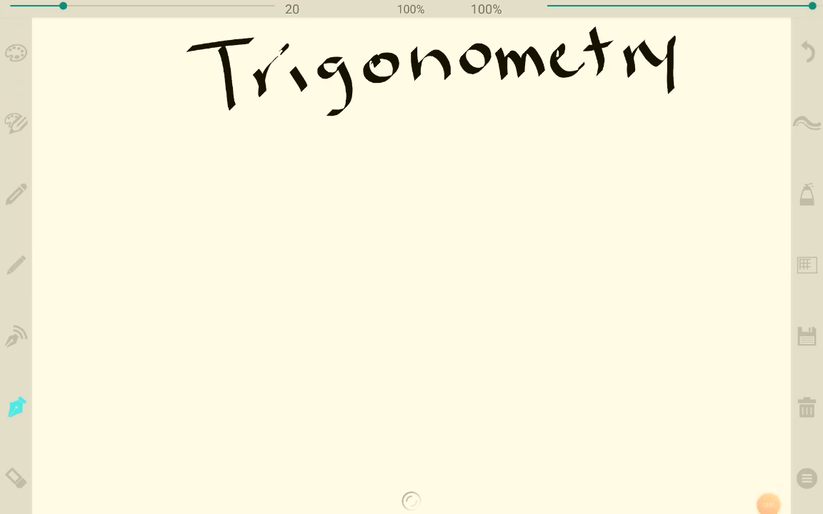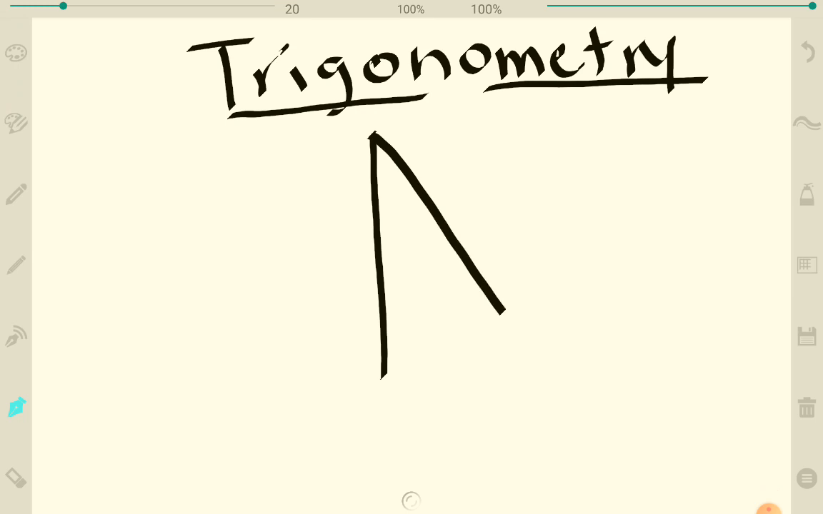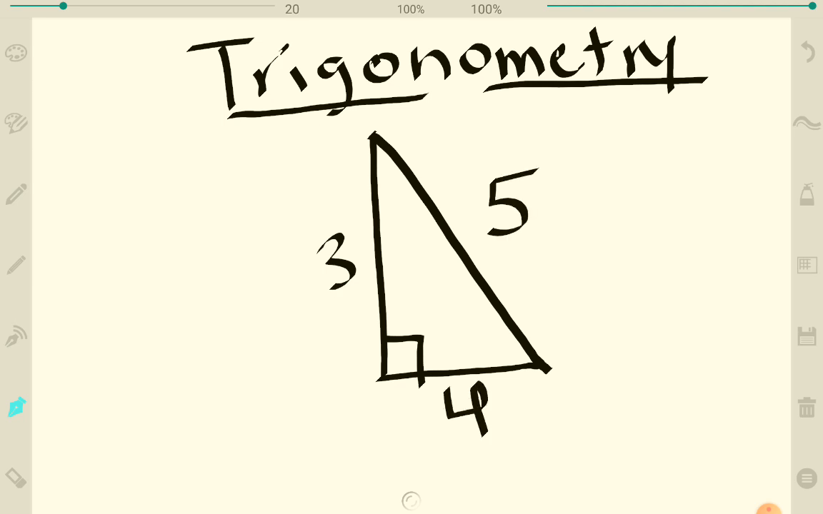Welcome everyone, and today we'll be doing trigonometry, which is basically the measures of triangles. Trig stands for triangles and metry stands for measures. So basically, trigonometry is the right triangles and the relationships between the sides and the angles of them. For example, we can draw a right triangle right here, label the sides 3, 4, and 5. We can call this beta because we're trying to find that. And beta is, for right now, what we're trying to find.